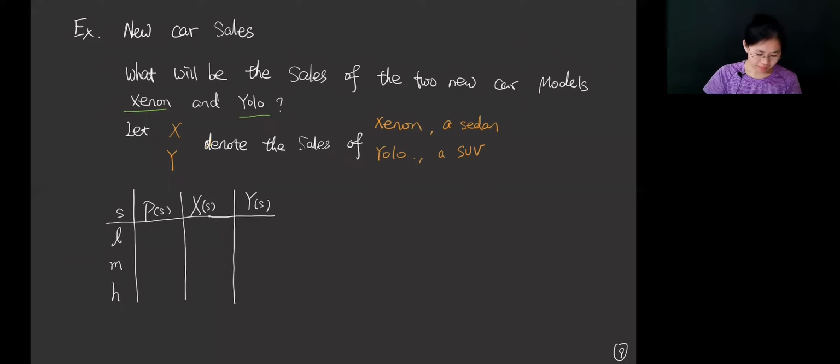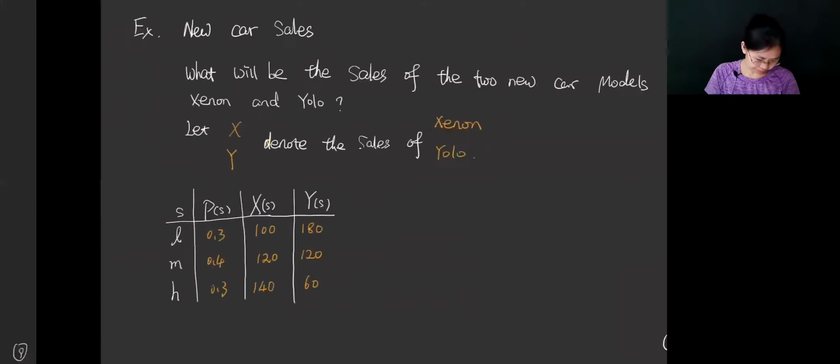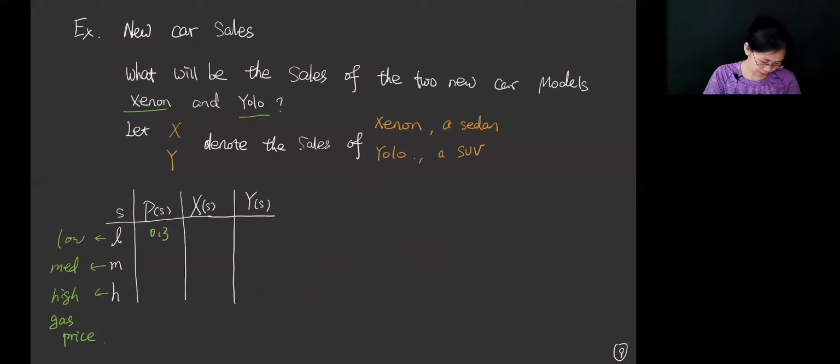Depending on the gas price, the sales of the new cars may be different. Suppose for the next year, we expect the gas price to have the low gas price state, the medium, and the high gas price states. Suppose the probability that the gas price will be low is 0.3, and the probability that it's medium is 0.4, probability of high is also 0.3.